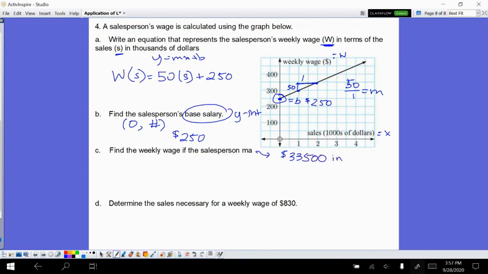This next question should say, find the weekly wage if the salesperson makes $33,500 in sales. We don't want to plug in that huge number and multiply it by 50. That would give us an exorbitant salary. So we need to transform this into thousands of dollars before we plug it into our equation. So we're going to make this 33.5, which is how much we've sold in thousands.